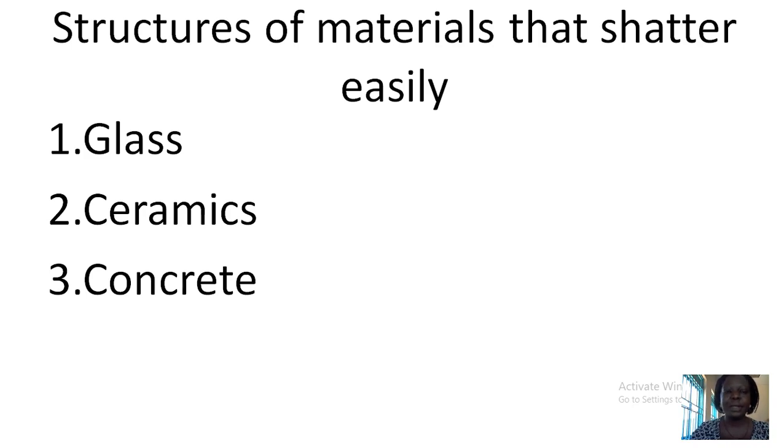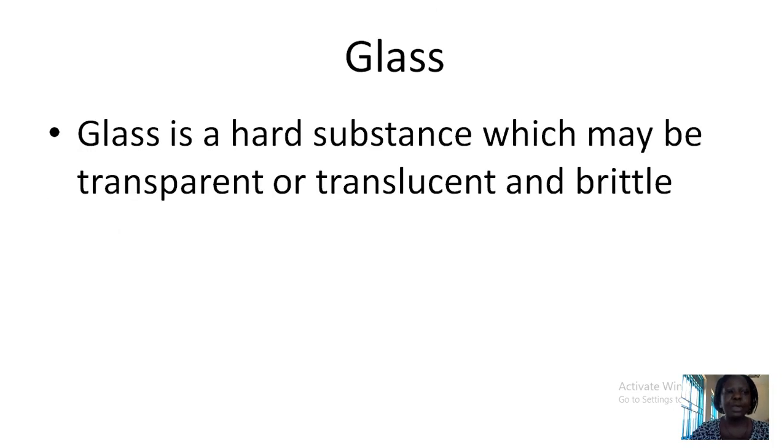So we go ahead and classify the materials into those that shatter easily, shattering means breaking easily, and those that don't shatter easily. We are going to first look at those materials that shatter easily, that is glass, ceramics, and then concrete. I'll begin with glass. Glass is a hard substance which may be transparent or translucent and brittle, meaning that if I exert a force, it can break.